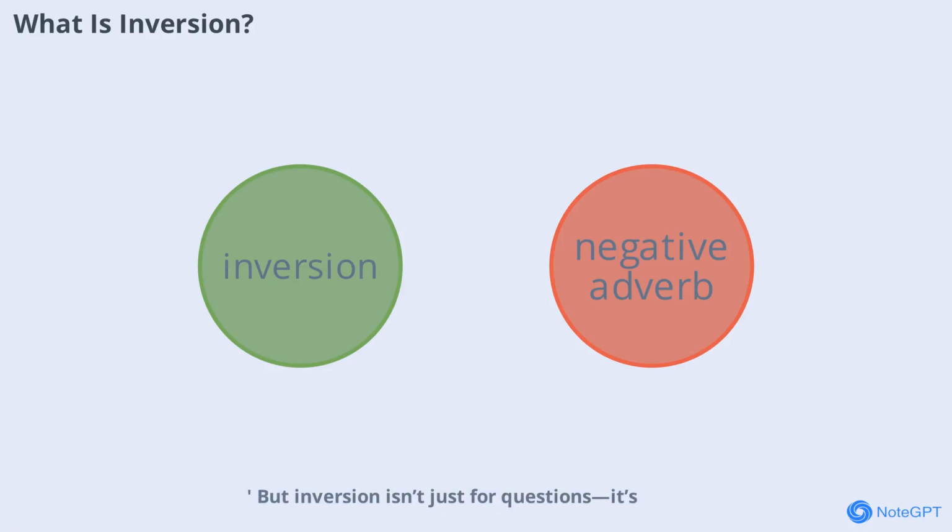But inversion isn't just for questions. It's also used when negative adverbs like never, scarcely, or under no circumstances start a sentence. This technique is common in formal writing and when we want to give special emphasis to the negative adverb. Let's explore how this works in different situations.